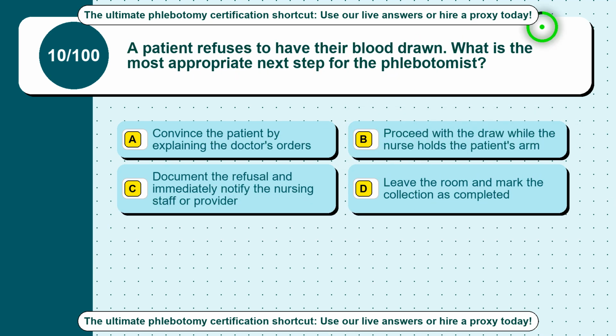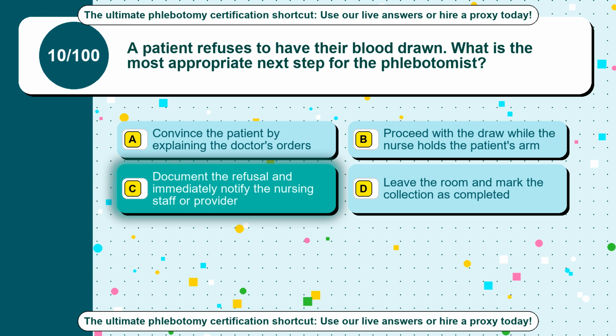Question 10. A patient refuses to have their blood drawn. What is the most appropriate next step for the phlebotomist? Option A, convince the patient by explaining the doctor's orders. Option B, proceed with the draw while the nurse holds the patient's arm. Option C, document the refusal and immediately notify the nursing staff or provider. Option D, leave the room and mark the collection as completed.